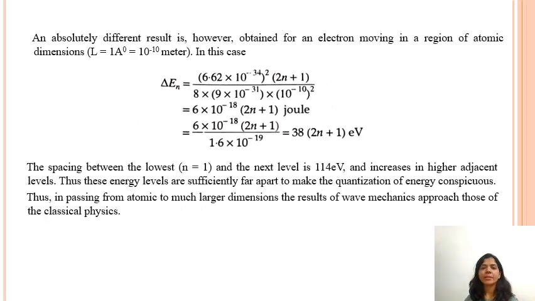An absolutely different result is, however, obtained for an electron moving in a region of atomic dimension. In this case, delta En equal to 38 (2n plus 1) electron volt. The spacing between the lowest and the next level is 114 electron volt and increases in higher adjacent levels. Thus, these energy levels are sufficiently far apart to make the quantization of energy conspicuous. Thus, in passing from atomic to much higher dimensions, the results of the wave mechanics approach those of classical physics.